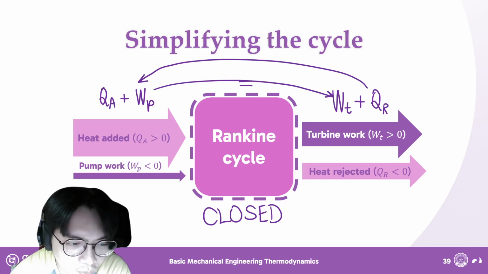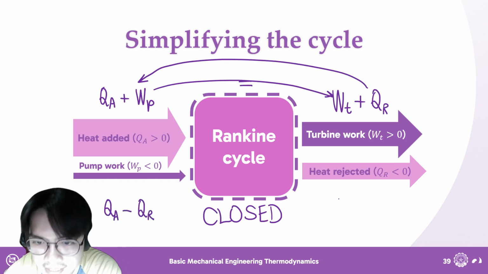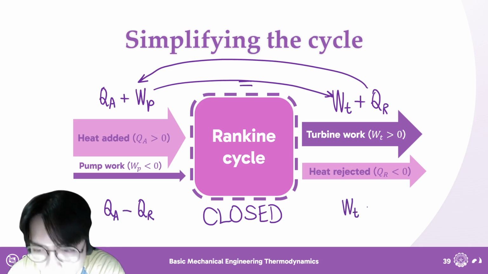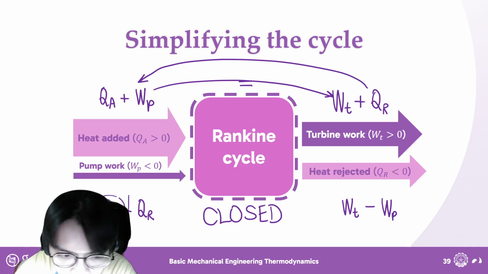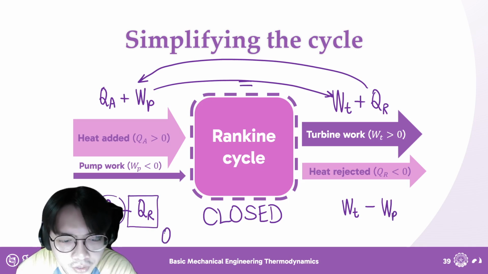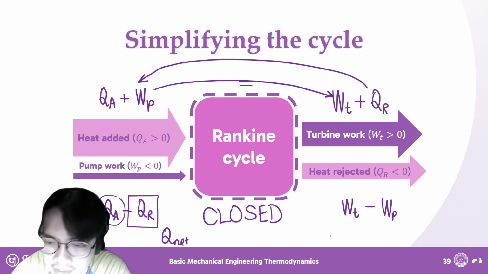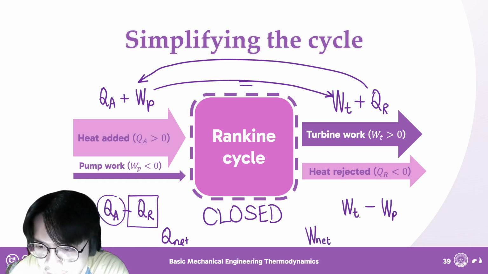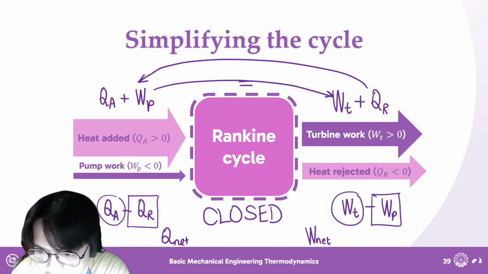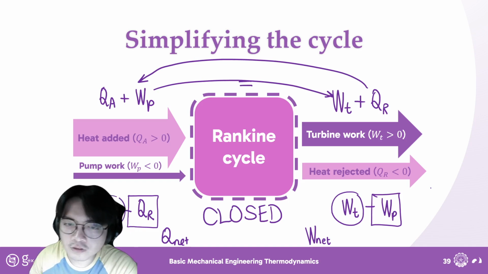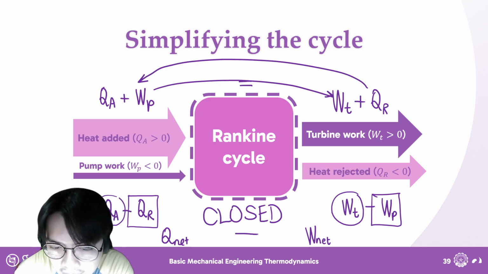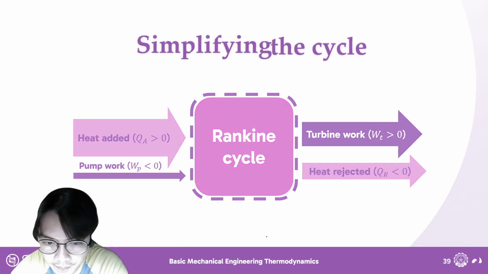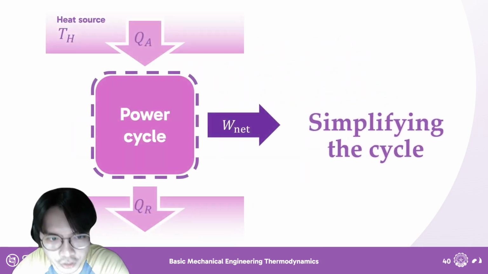And you will get QA, heat added, minus heat rejected, is equal to work of turbine minus work of pump. Basically, this is the heat you add, this is the tax, quote unquote. This is your heat net. And this is now also your work net. This is the energy generated, this is the tax that you have to give for it to be able to close the loop. And again, based on the first law for cycles, these two have to be the same. And there you go.